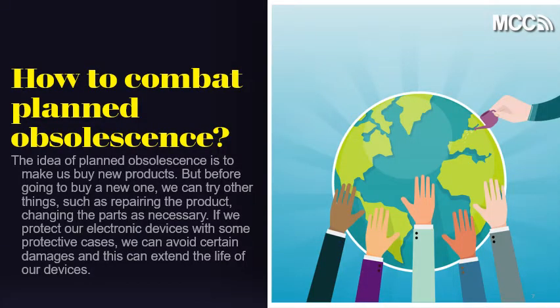How to combat planned obsolescence? The idea of planned obsolescence is to make us buy new products, but before going to buy a new one, we can try other things, such as repairing the product, changing the parts as necessary. If we protect our electronic device with some protective case, we can avoid certain damage, and this can extend the life of our device.